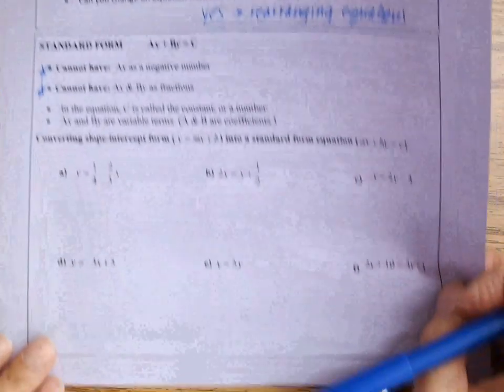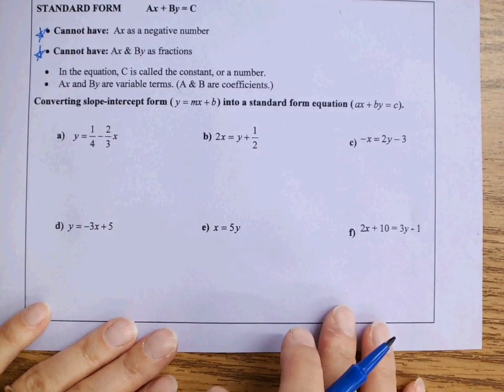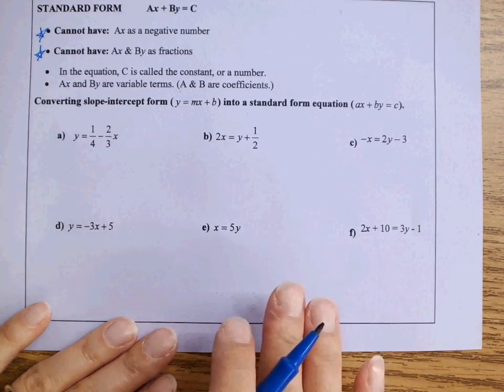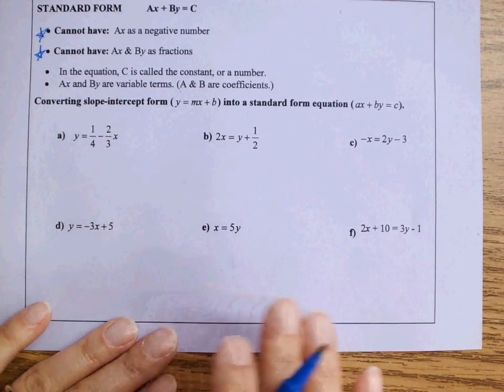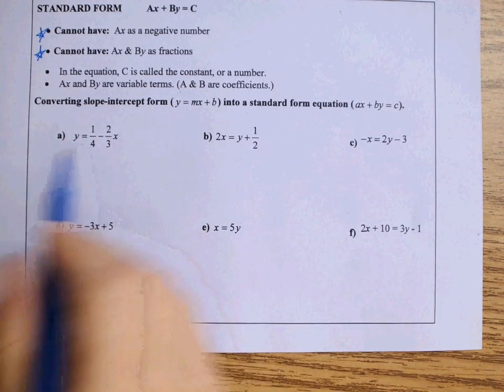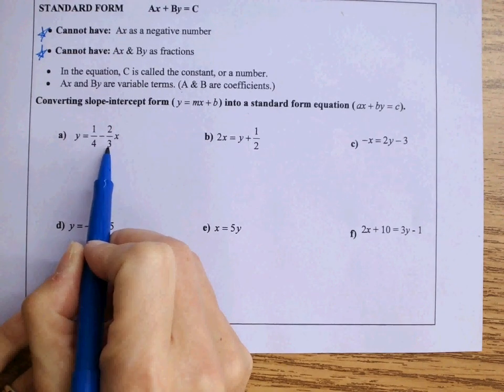What we're going to do here at the bottom is practice converting slope-intercept form into standard form. We've already practiced, in the previous notes, going from standard to slope. This time we're going in the other direction. The very first one has fractions, and I notice that my ax is negative 2/3, so this one cannot be a fraction. We're going to practice eliminating fractions.